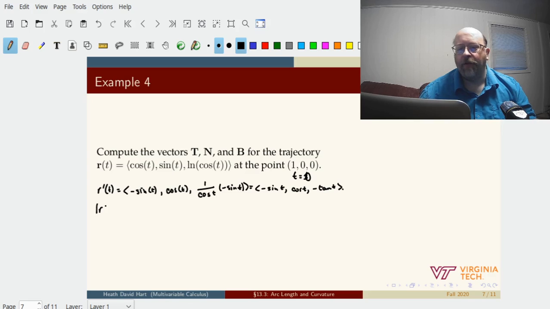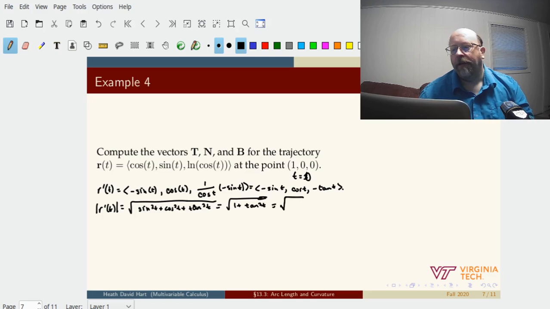The magnitude of this is the square root of sine squared of t plus cosine squared of t plus tan squared of t. And sine squared plus cosine squared is 1. And now this is a more obscure trigonometry identity. What's 1 plus tangent squared? That's the same thing as secant squared. And the square root of secant squared is secant of t, or the absolute value of secant of t.